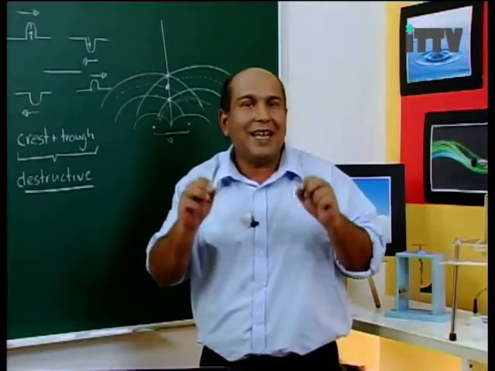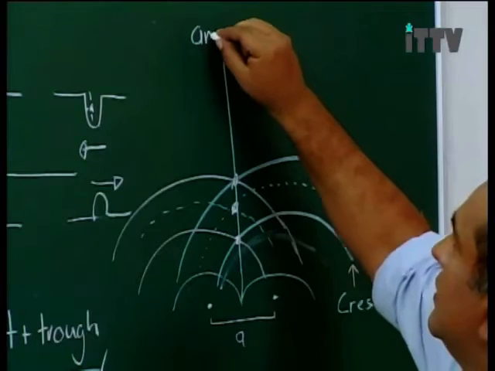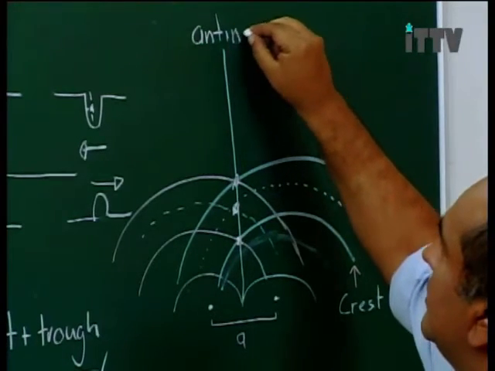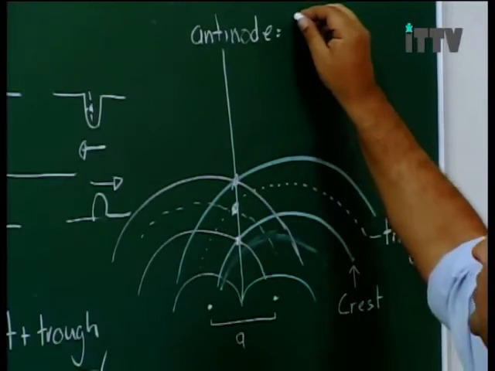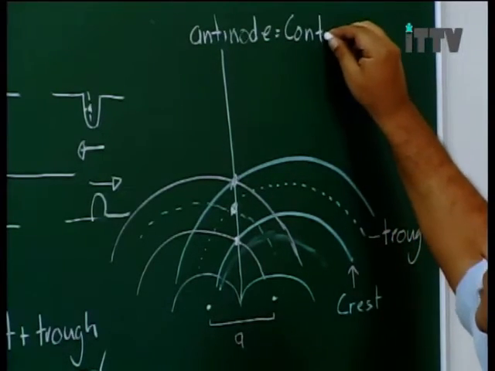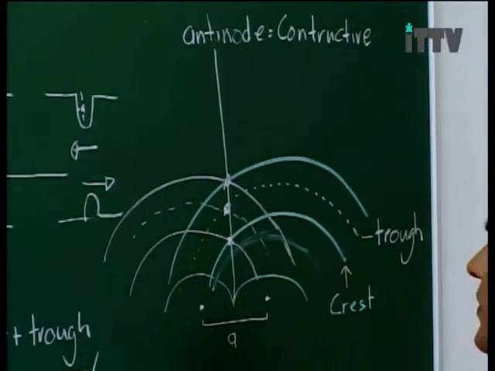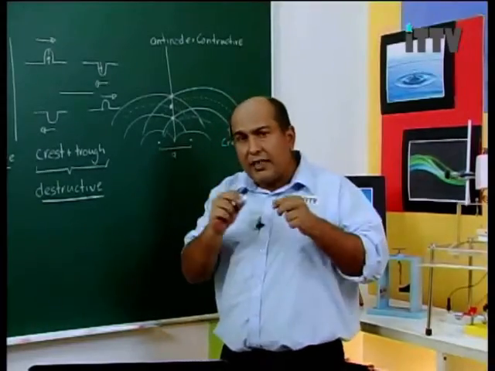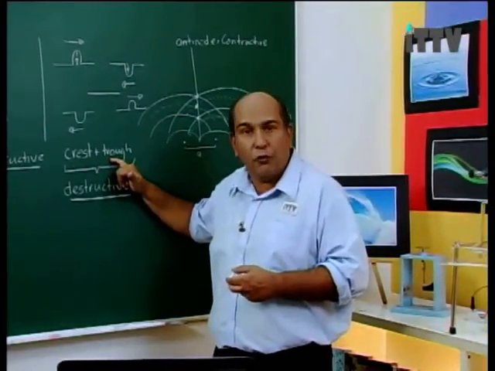We call this an antinodal line. So this is the antinode. Remember, antinode represents constructive. Now, destructive interference, as we know it, is a crest meeting a trough.